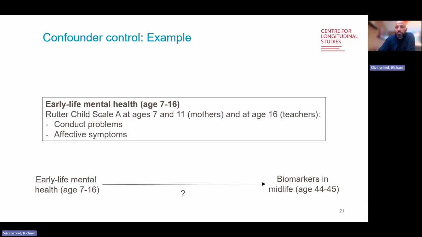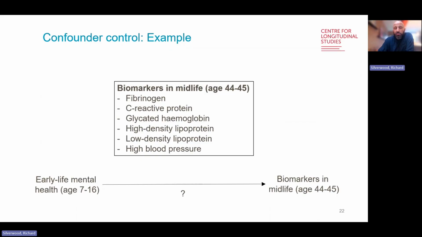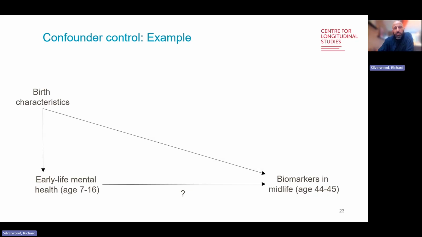First of all, just to say how these were captured in the data. So early life mental health using the Rutter scale that I think Morag mentioned already, particularly in terms of conduct problems and affective symptoms, and a number of different biomarkers that were captured at age 44 to 45 from samples that were taken at that sweep of data collection. And sorry, back to potential confounders.